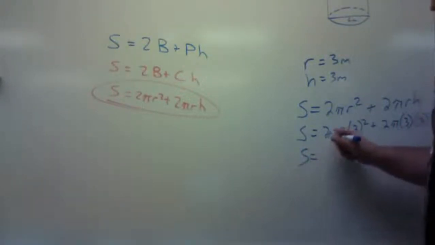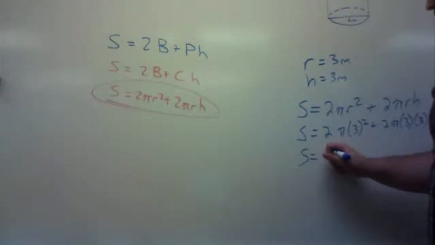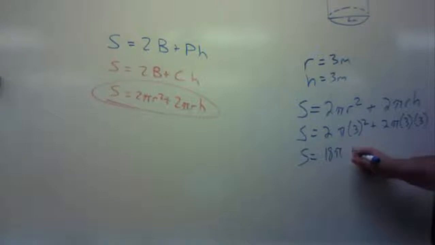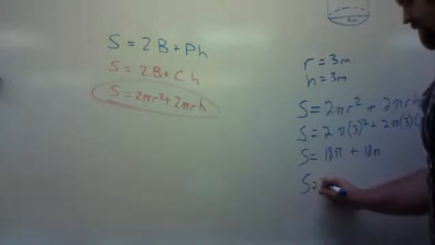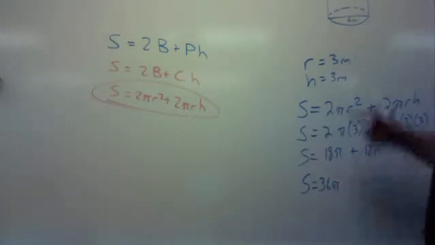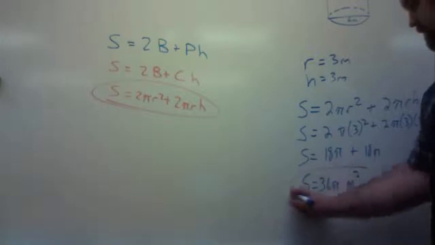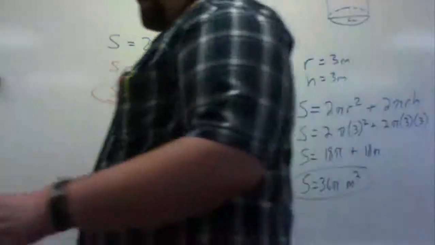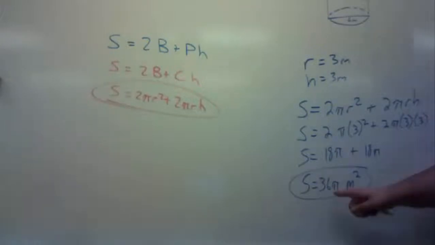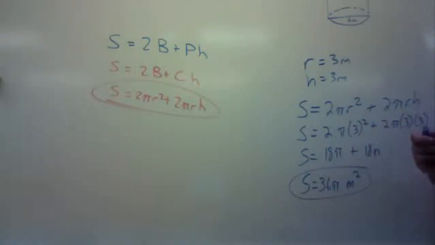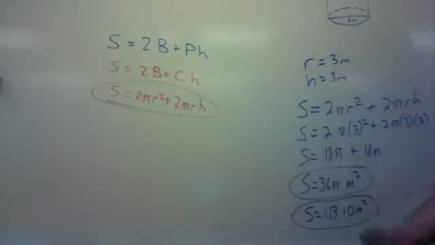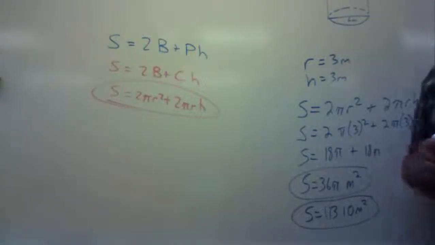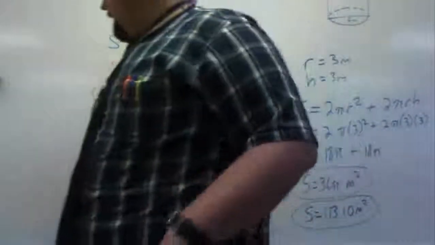Simplifying the left one, I get 2 times 9, which is 18 pi. And over here I get 2 times 9, which is 18 pi. So my answer for the surface area would be 36 pi meters squared. And unless they tell me to round it, I'm fine with that answer. Now for those of you that like decimals, or if it says just find the surface area, giving me an exact answer or a rounded answer is fine. I prefer exact though. And if you round it, that's what you get: 113.10 meters squared.